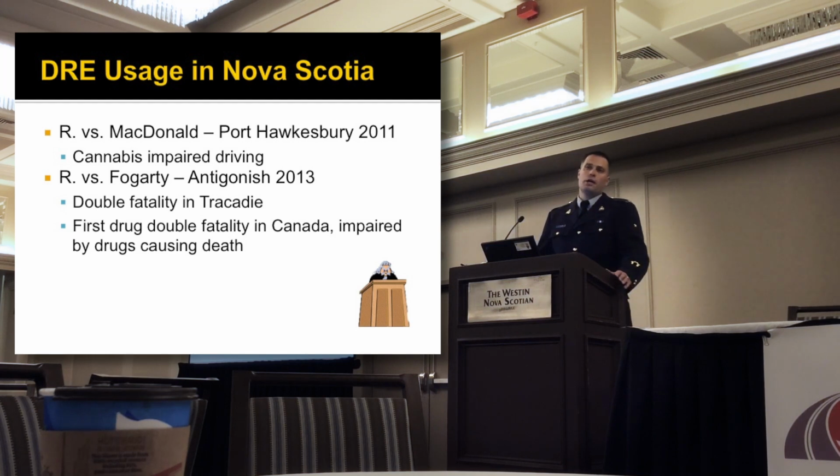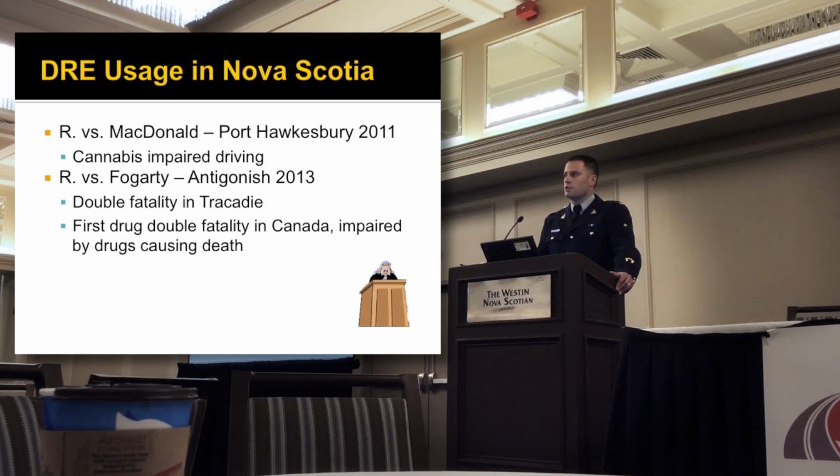We also have the notable case of Mr. Fogarty. That was in Antigonish in 2013. This is a case of a double fatality in the community of Tracadie. Mr. Fogarty was impaired by a central nervous system depressant. In this case, a standardized field sobriety test was not used because the officer determined the symptomology of impairment was considerable. Mr. Fogarty had a DRE evaluation conducted on him. He failed the DRE evaluation. The officer made the opinion that it was a central nervous system depressant, and that was confirmed by toxicology. He was convicted and sentenced to 6 years in federal penitentiary. That is the first double fatality in Canada that's been used for case law across the country.